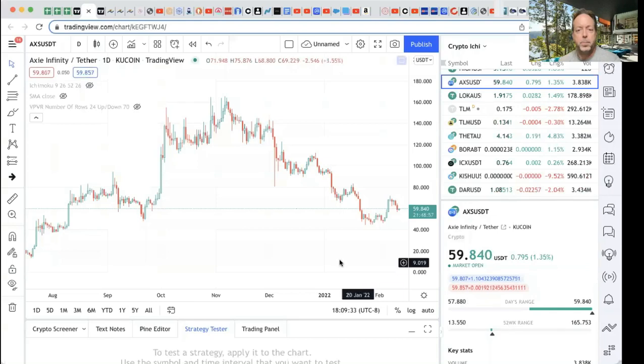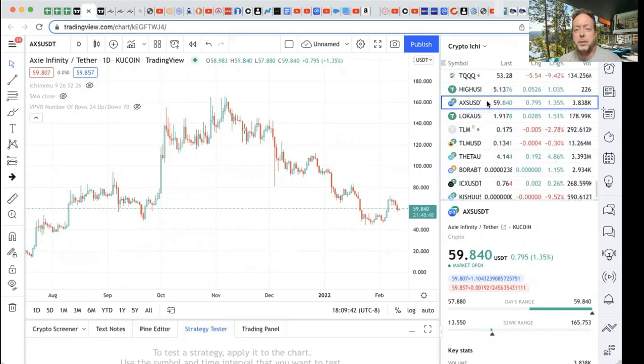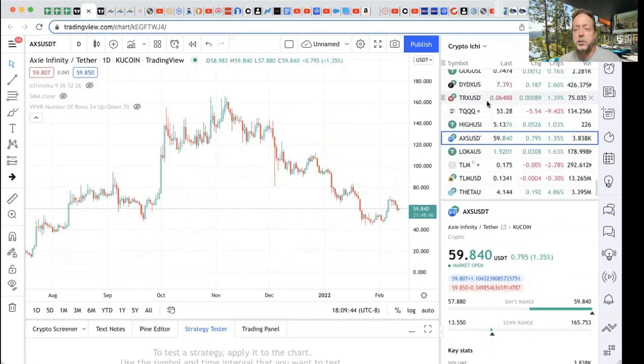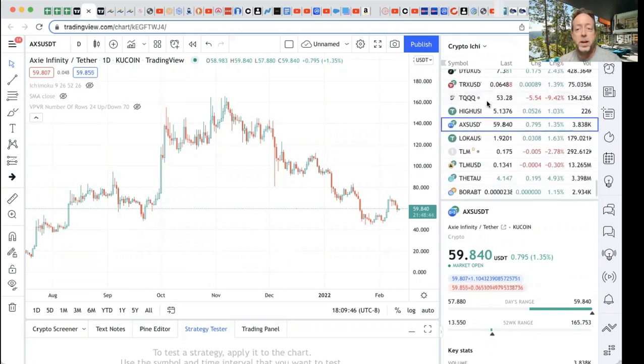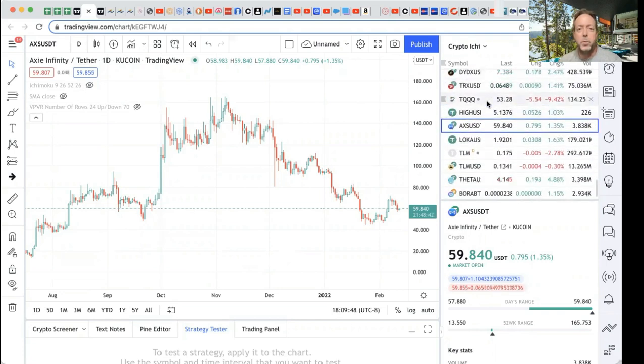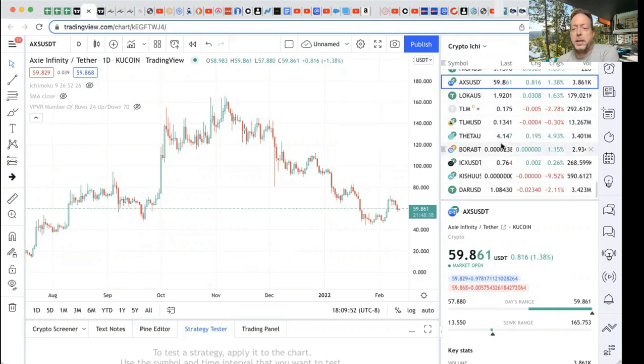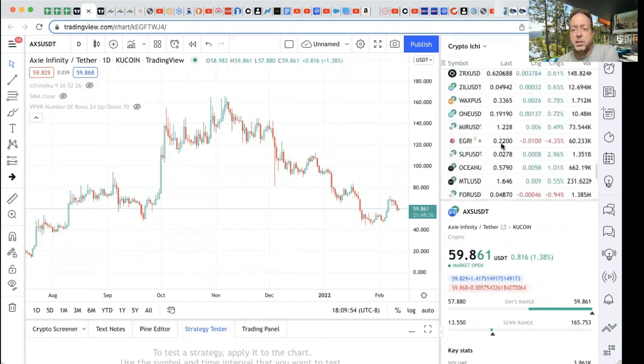All right, so let me go ahead and share my screen with you. Here we go. There it is. All right, so AXS USDT. I'm over on TradingView. I keep my list right here. You can see most of the day it was pretty much red. However, my power was out, so I wasn't able to check the whole day. But it looks like a lot of greens are coming back in. I have my coins and I have my stocks in here.